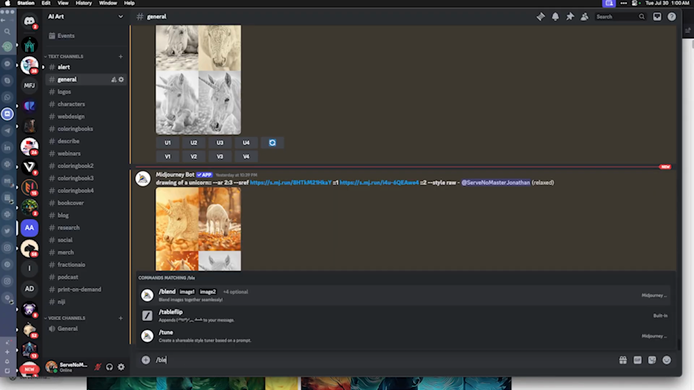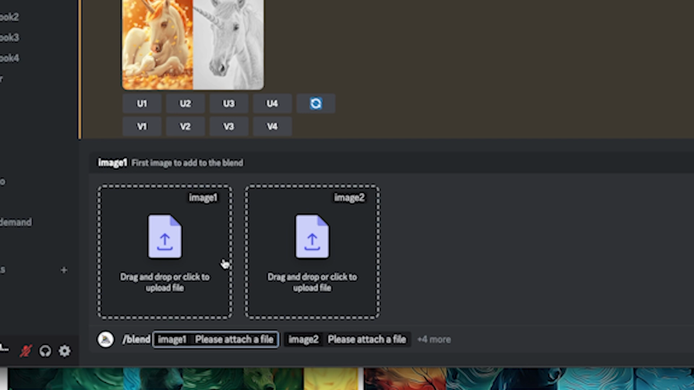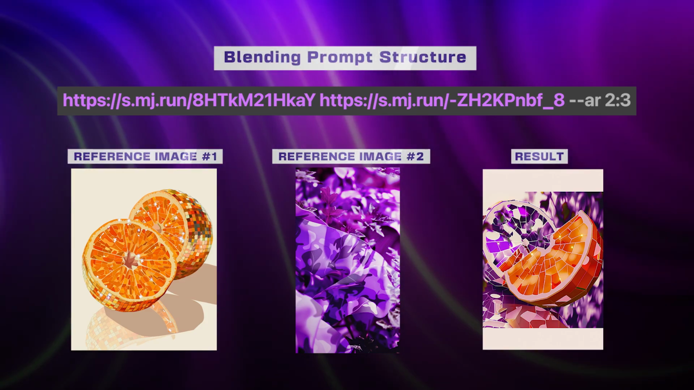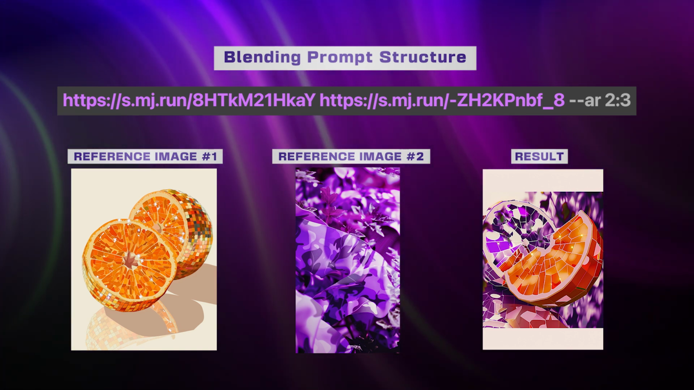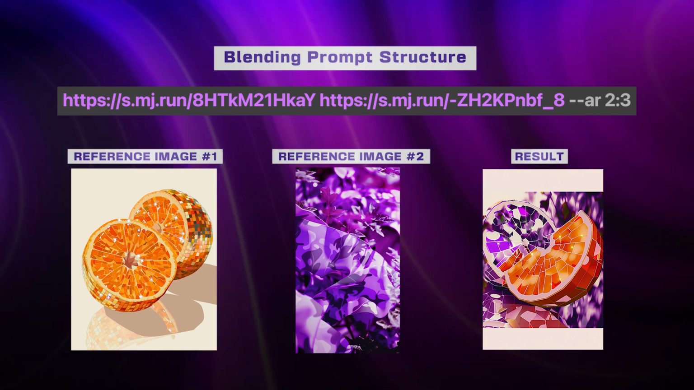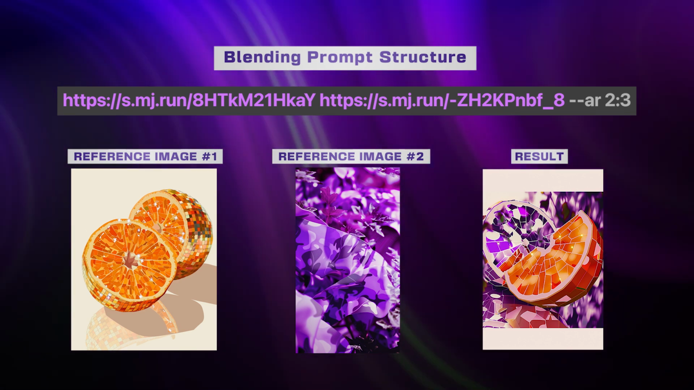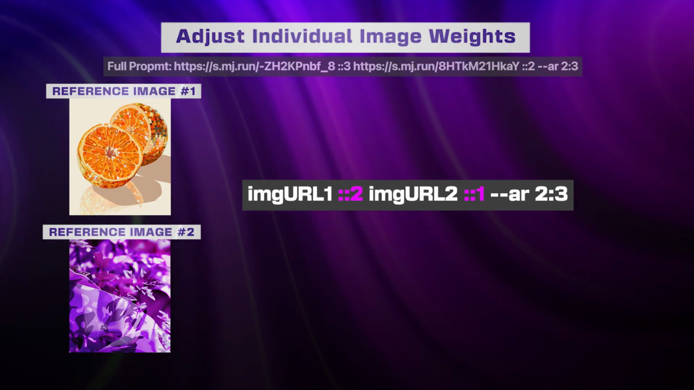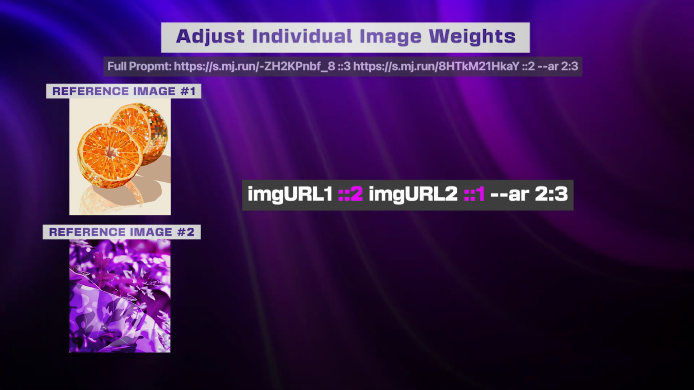When using Discord, you can type in /blend instead of /imagine to drag in up to 6 images for Midjourney to blend. Midjourney will look at the content and style of these images and merge them to create something new. By default, Midjourney gives equal weight to each image in your blend, meaning they will have an equal influence on the results.